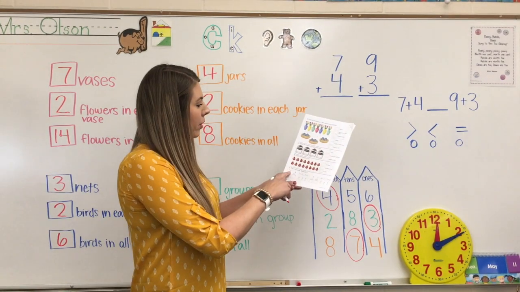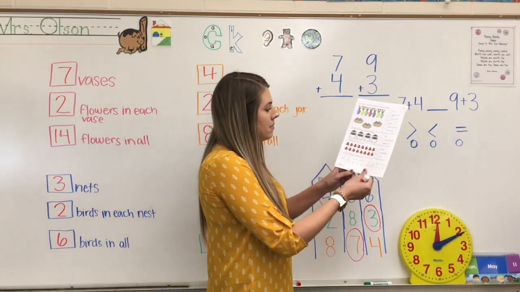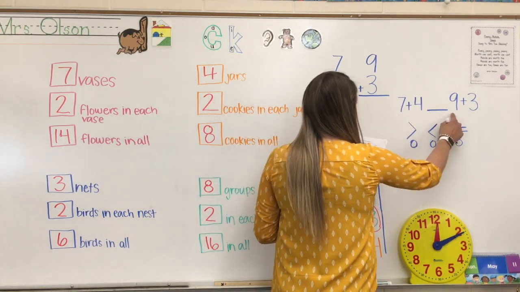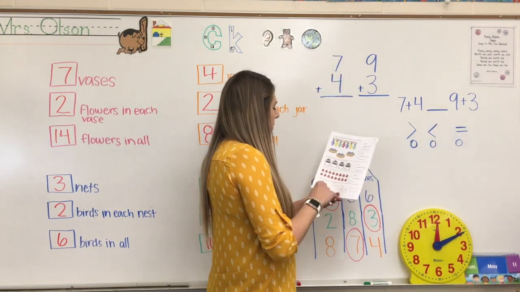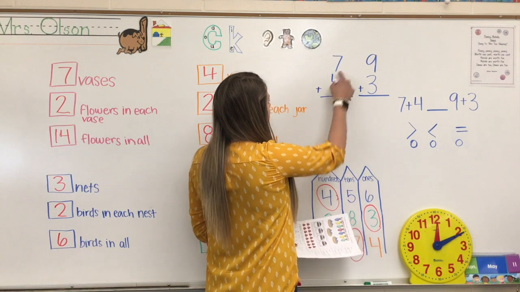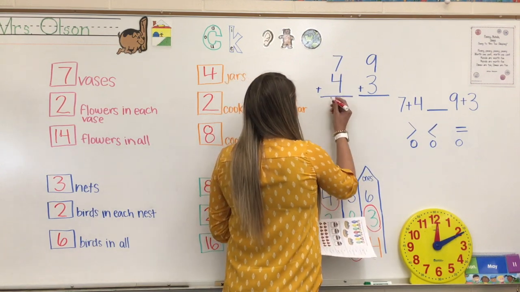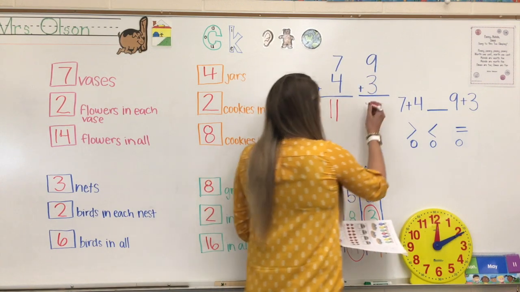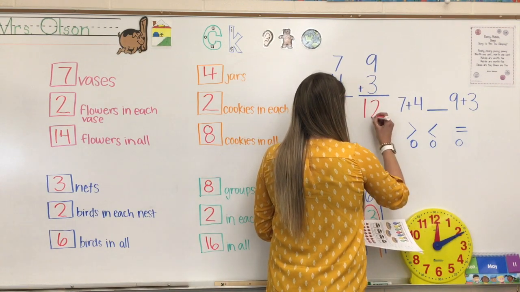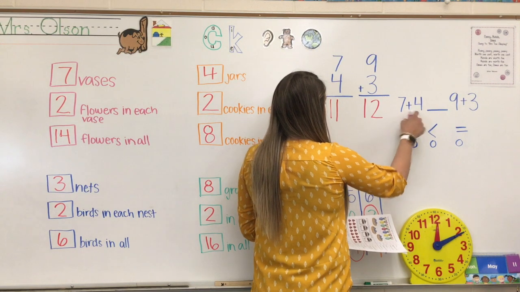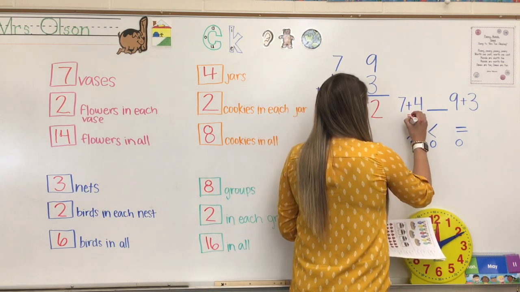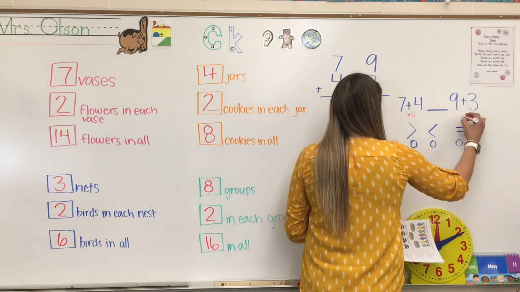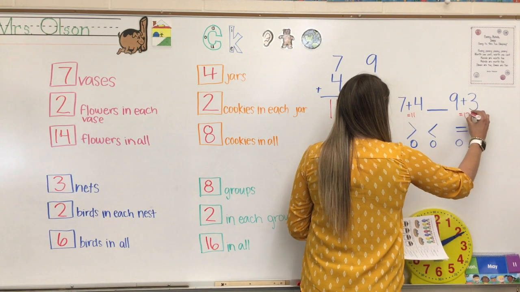Okay, and for number 4 here, we're going to write the sums and mark the dot to make this sentence true. So we'll start here with our equation. So we know 7 plus 4 equals 11. And 9 plus 3, we know that is 12. So we have 7 plus 4 equals 11, and 9 plus 3 equals 12.